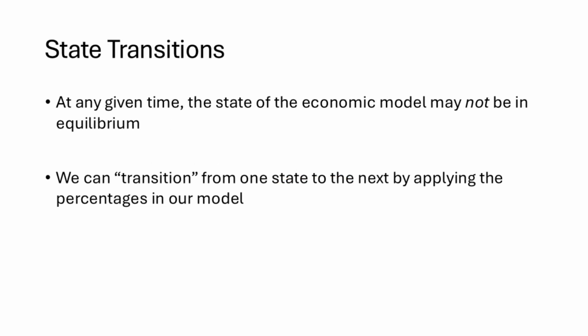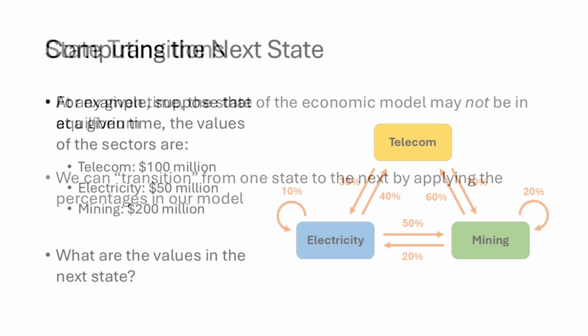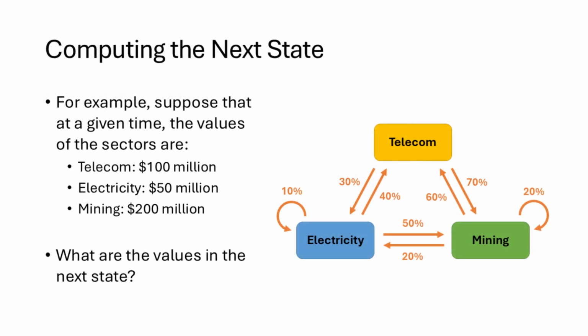Now, at any given time, the state of the economic model is usually not going to be in equilibrium. What we do is transition from one state of our economy to the next by applying these percentages. So for example, let's say that at a given time, the value of the telecom sector is $100 million, the value of electricity is $50 million, and the value of mining is $200 million. We want to apply these percentages and figure out the values in the next state.